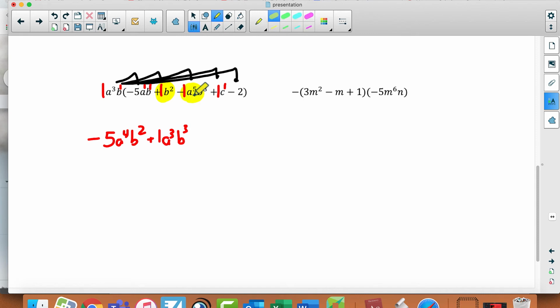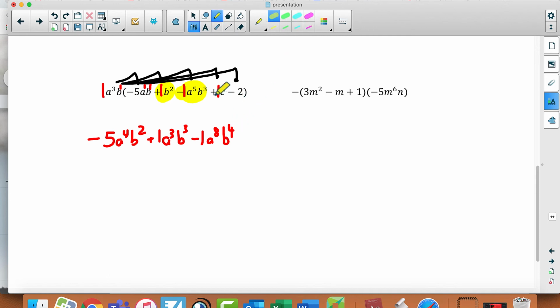Okay, we're now up to here. Do the same thing. Don't forget the negative in front of it as well. So you have 1 times negative 1, which is negative 1. A cubed times a to the 5th, keep it as an a and add the 3 and 5 and get 8. B to the 1 and b to the 3, add 1 and 3 and you get 4.